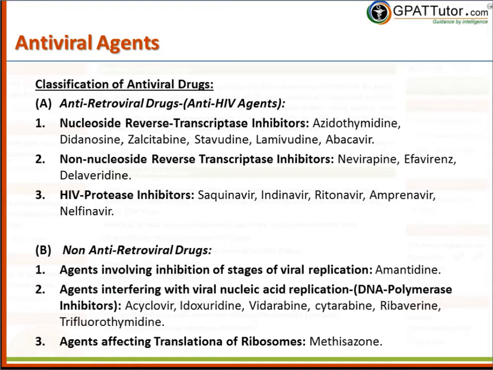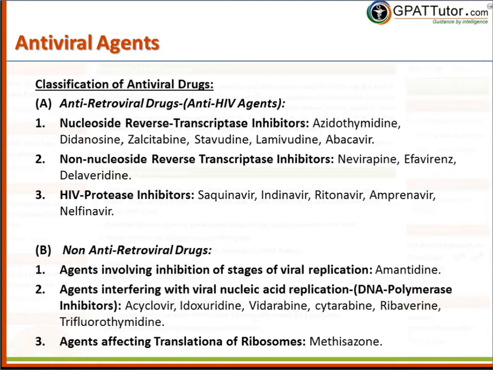This slide will give you comprehensive information about antiviral agents. Coming to the non-antiretrovirals, the first class of drugs involves inhibition of the stages of viral replication, called amantadine. Agents interfering with viral nucleic acid replication, DNA polymerase inhibitors, include acyclovir, vidarabine, cytarabine, etc. Agents affecting translation of ribosomes are called methicillin.